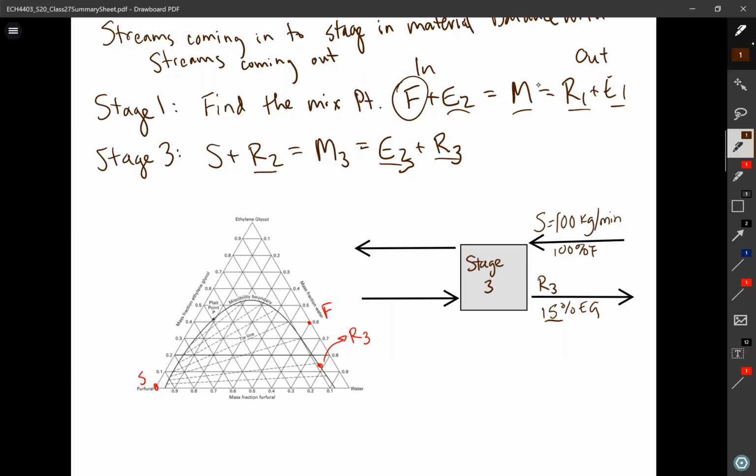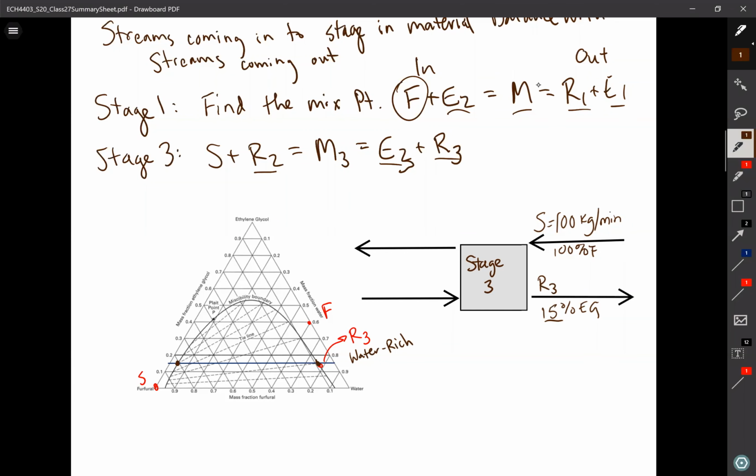So all I have to know is that it's 15% ethylene glycol, which means that it lies somewhere along the 15% ethylene glycol line. And because it comes off of a stage, it must be on the equilibrium diagram. Because it must be in equilibrium with something, remember I have two options for where this is. It could be either on the left side or the right side. And I know it's on the right side because this is my raffinate side. So it's the water-rich part.